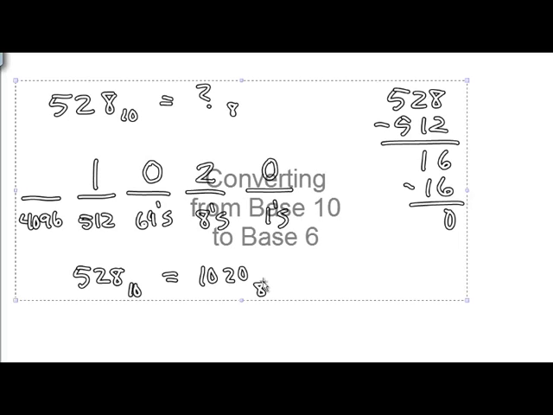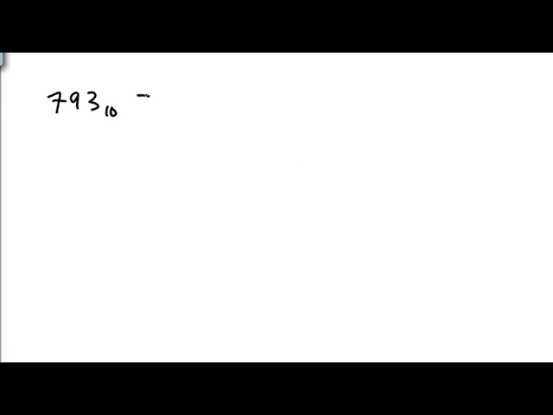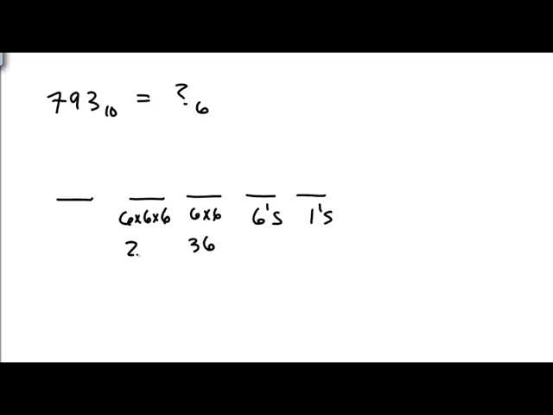Let's try another example like this. Let's say we want to turn 793 from base 10 into something in base 6. Well, base 6, we haven't even talked about base 6 yet, but it's got positions. It's got the 1's place, and then it's got the 6's place. And then we multiply that by 6. 6 times 6 is 36. The next place is 6 times 6 times 6, which is 216.